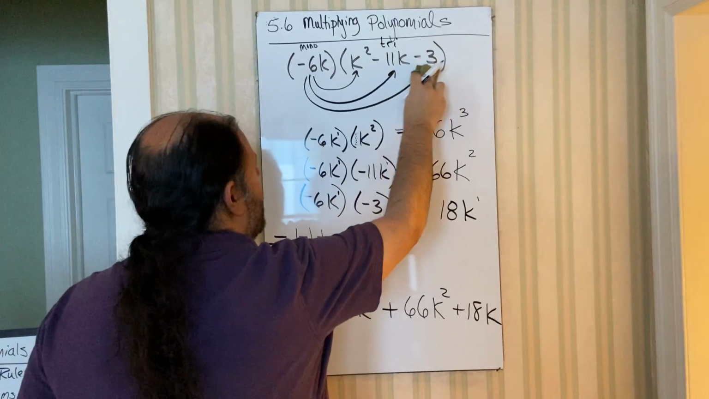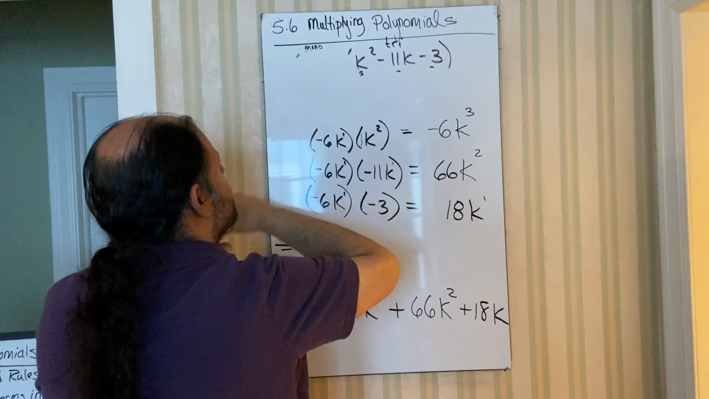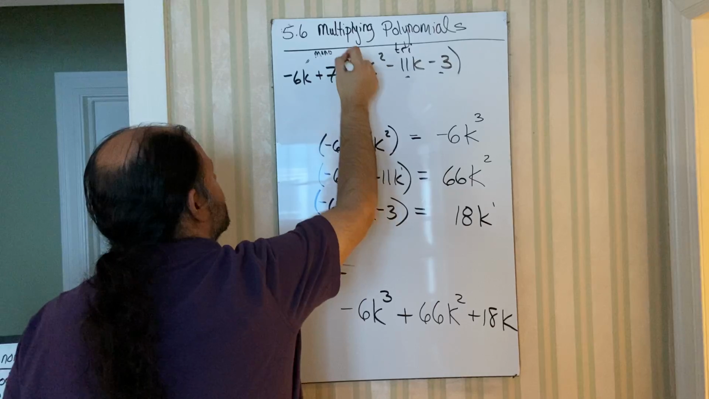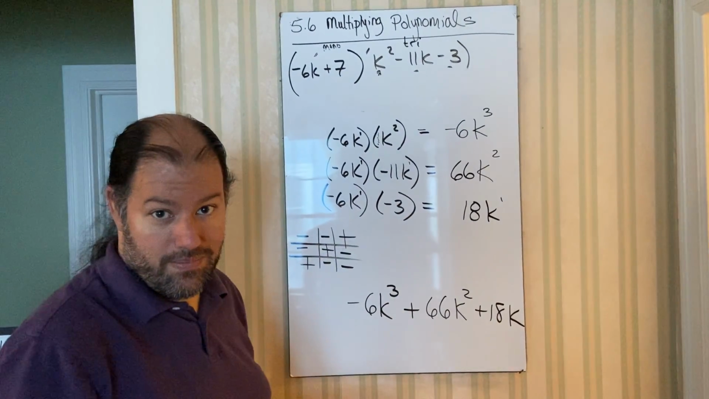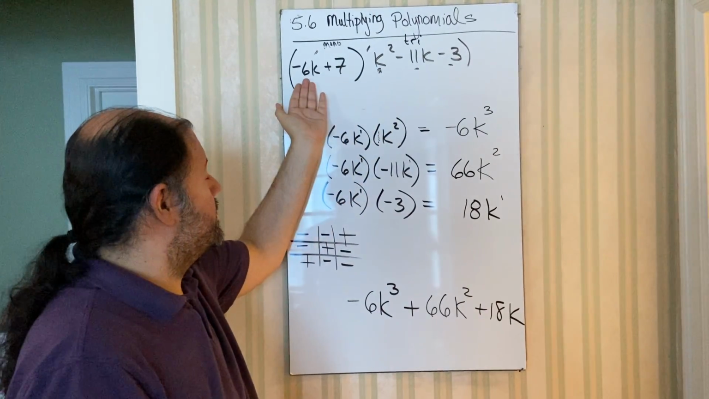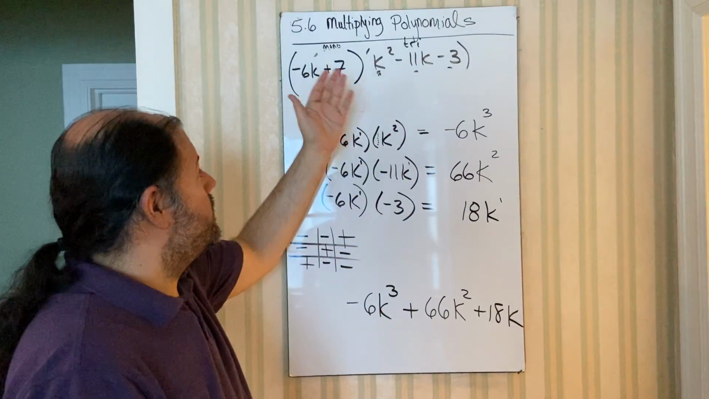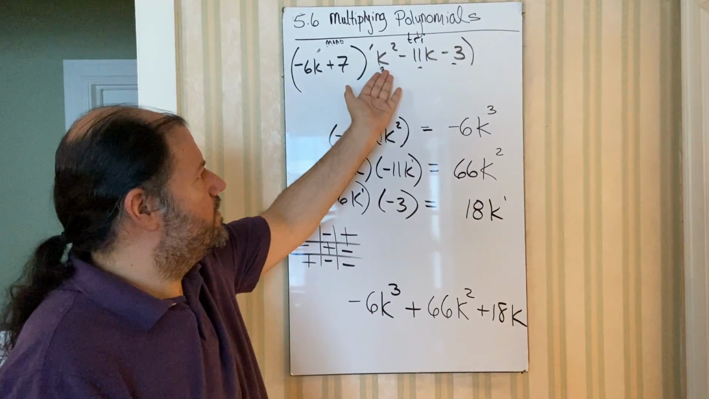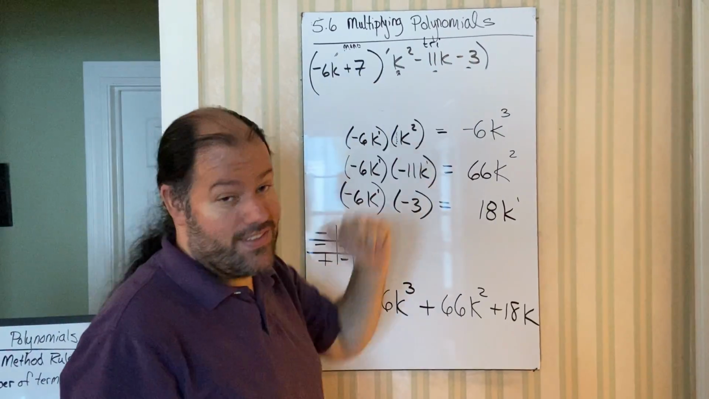We might have problems that might look like this. Negative 6k plus 7. Now how would you handle something like that with distributing? Well, you would distribute the negative 6k with this, the negative 6k with this, the negative 6k with this. But then you'll have to distribute this second term on its own. Positive 7 with this, positive 7 with this term, positive 7 with this term.